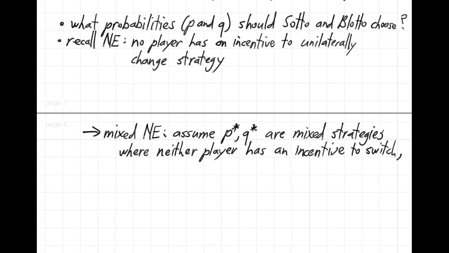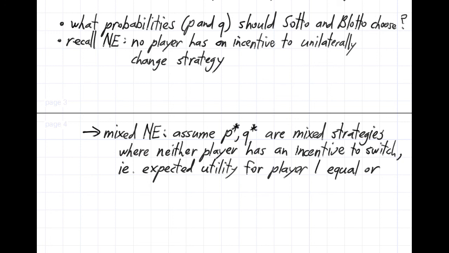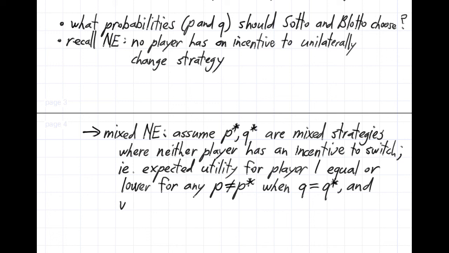And just to expand on that, or reword it, the expected utility for player 1 is always equal or lower if that player chooses another P that's not P star when the other player doesn't change. And the reverse is true as well. If player 1 stays on P star and player 2 tries to move away from Q star, then their expected utility is always equal or lower than it would be at Q star. If that's the case, then P star, Q star is a mixed Nash equilibrium.